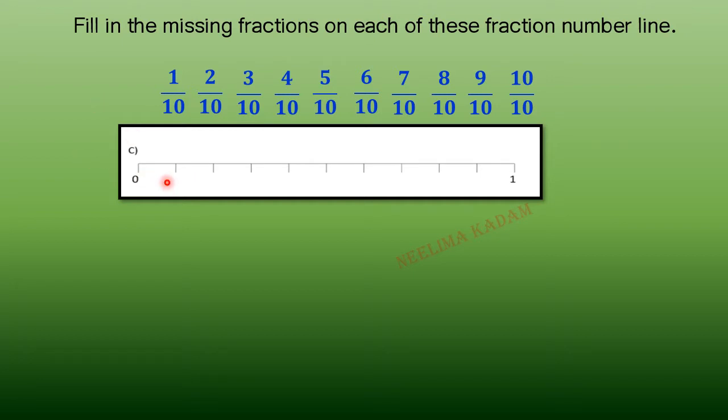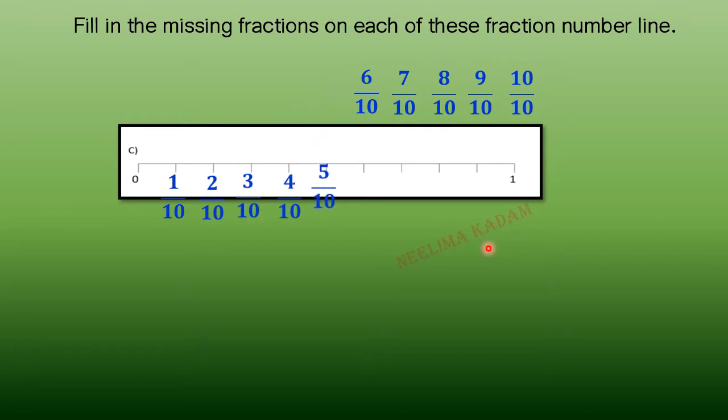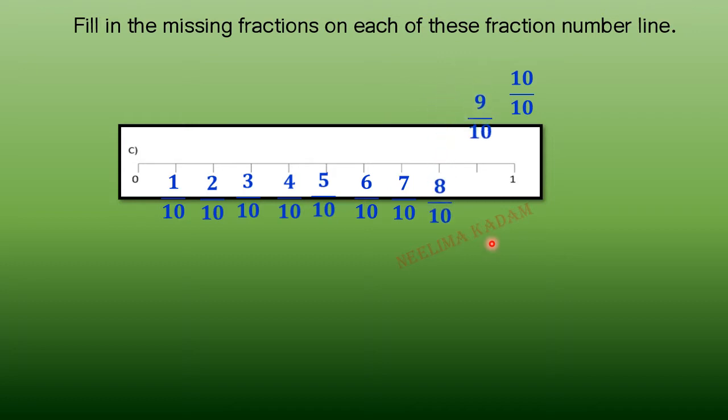Let's represent this on the number line. This is 0 by 10. Next, 1 by 10, 2 by 10, 3 by 10. Likewise, we will represent them on the number line: 6 by 10, 7 by 10, 8 by 10, 9 by 10 and 10 by 10 means 1. Okay.